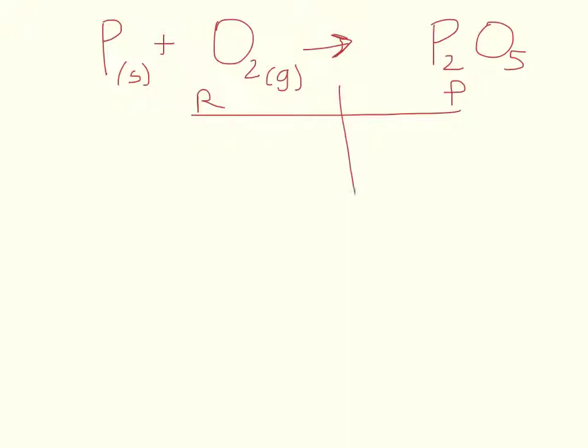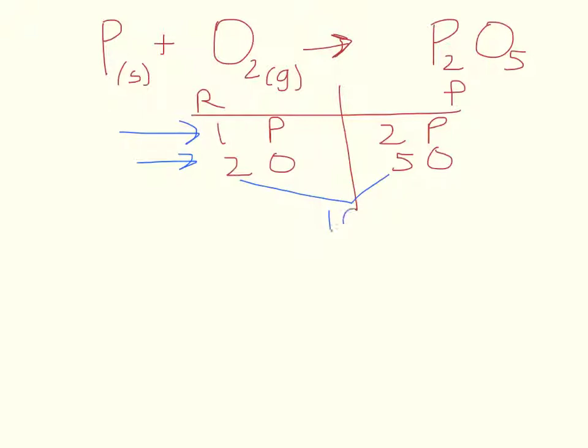So looking at this, if we take an atom inventory, we see that there is 1 phosphorus and 2 oxygens on the reactant side, and 2 phosphorus, 5 oxygens in the product side. So we see in this case that there are problems both with the phosphorus as well as the oxygen. So what I'm going to do is look at the oxygen and see that 5 times 2 would equal 10.